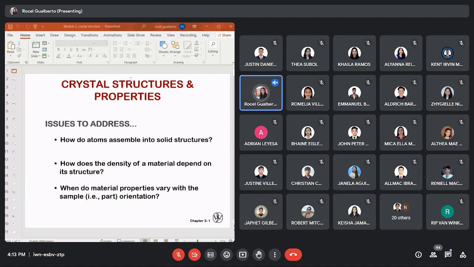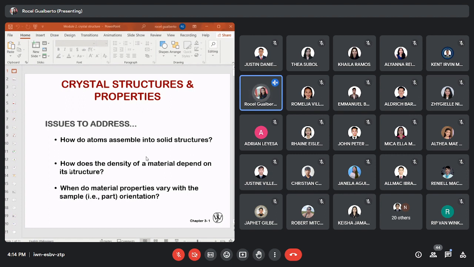Okay, so unahin po natin ngayon is the structure. Okay, so this module 2 will define the structure of the material. Okay, so ano po yung mga issues to address on this module. Okay, so ito po yung matututunan natin within this module. The first one, how do atoms assemble into solid structures? Okay, so ano-ano po ba yung mga crystalline structures of a metal or a material? Okay, how are these atoms arranged? Okay, so i-define po natin yan mamaya and titingnan po natin yung mga specific examples of these solid structures.